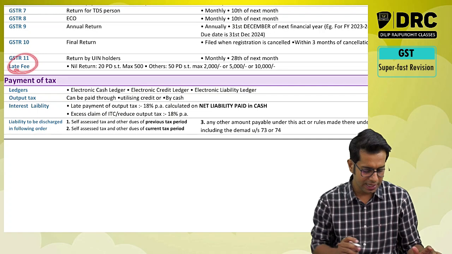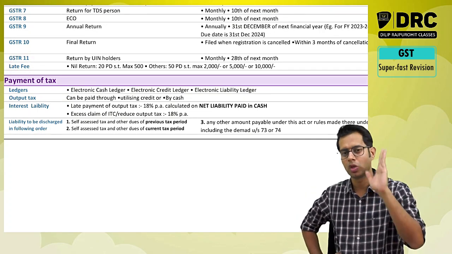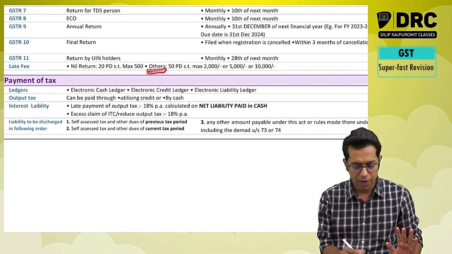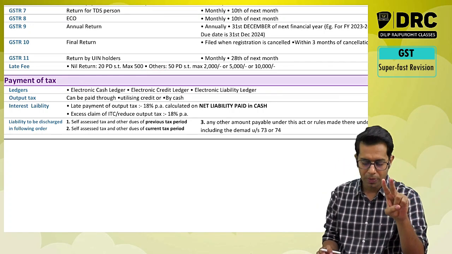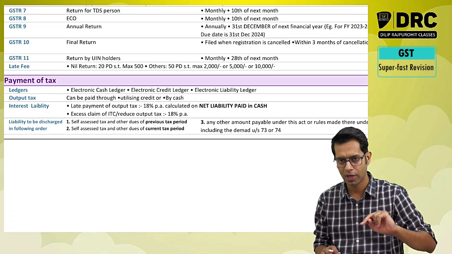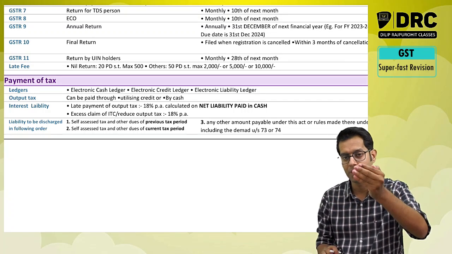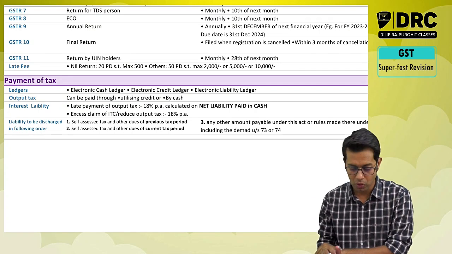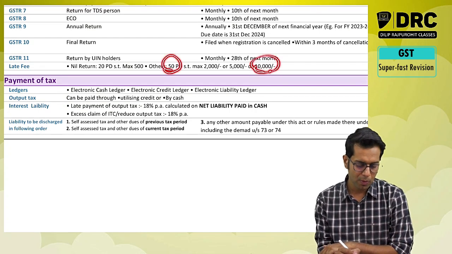Now, what is the late fee for filing returns, sir? The late fee for filing nil returns is ₹20 per day, subject to a maximum of 500 rupees. For other cases, it is ₹50 per day, subject to a maximum of 2,000 rupees if your aggregate turnover is up to 1.5 crores, subject to a maximum of 5,000 rupees if your aggregate turnover is up to 5 crores, and if your aggregate turnover is more than 5 crores, the maximum amount which they are going to collect is 10,000 rupees.